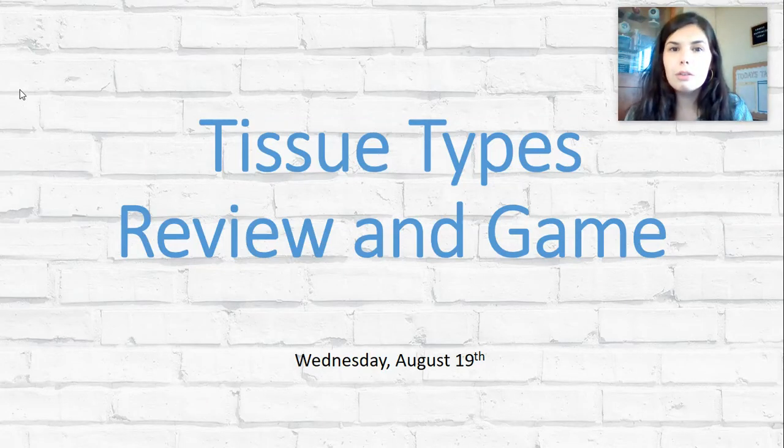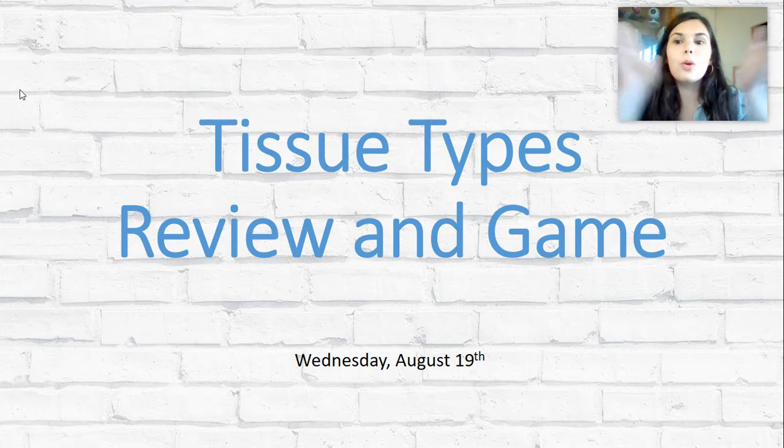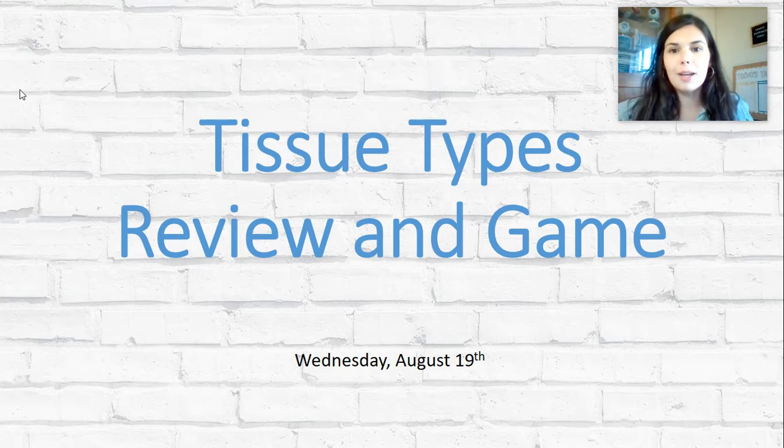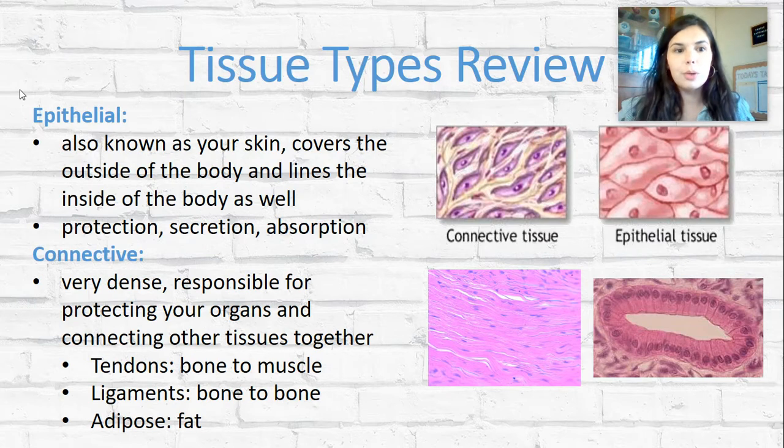Today we're going to do a quick review of what we learned yesterday, which was the different tissue types. We're not going to talk about organ systems in this review because you are working on a project where you will get plenty of practice on organ systems. So we're just going to talk about tissue types, and then I have a quick game for us to play together. So real quickly, let's look back over the four different types of tissue.